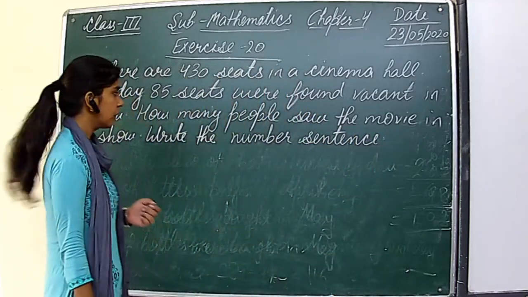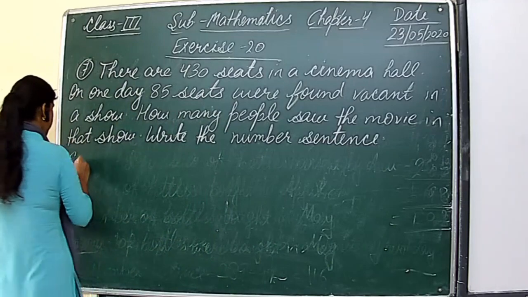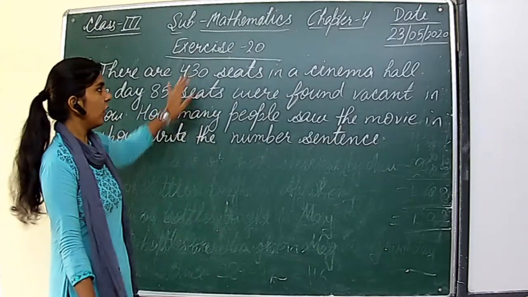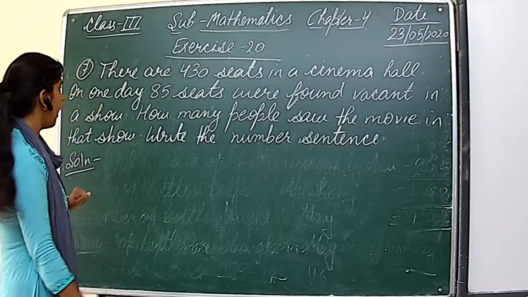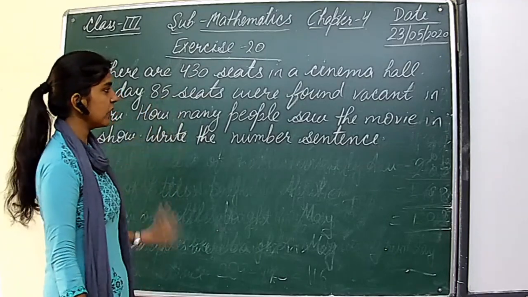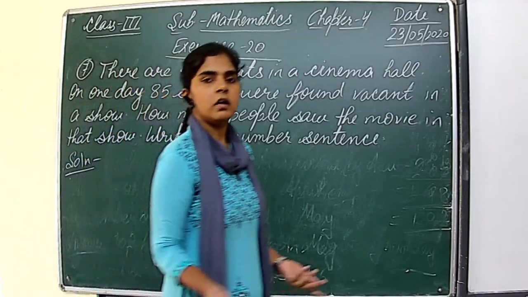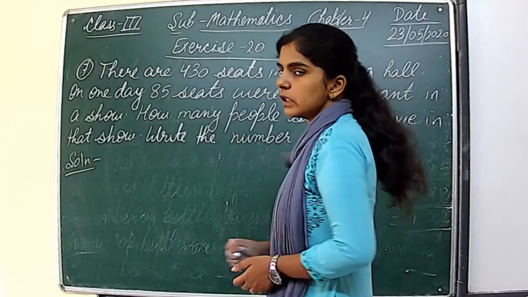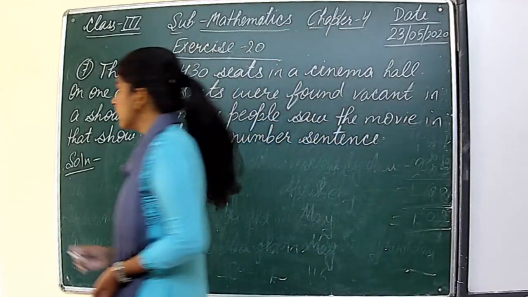Okay, so let's start the solution. How many total seats were there in the cinema hall? 430. And how many seats were vacant in a show? 85. So how many seats were filled on that show? 430 minus 85, right? So let's start.